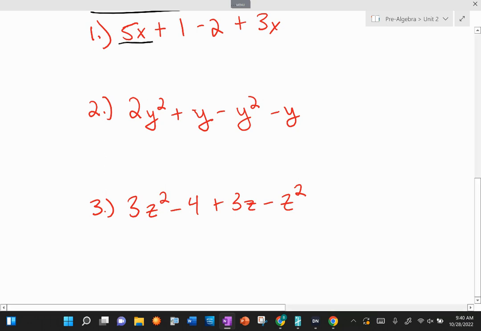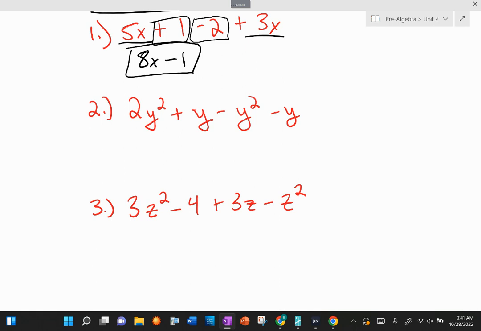Okay, number 1. If I put 5x and 3x together, that should give me 8x. Then I will put 1 and negative 2 together, and that will give me negative 1. So this simplified expression would be 8x minus 1. I was right. Proud of you.